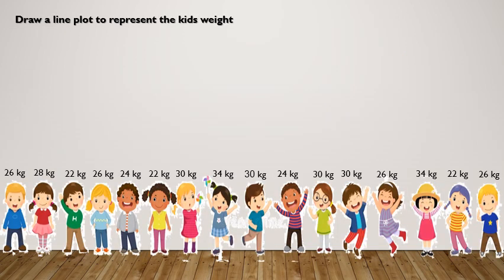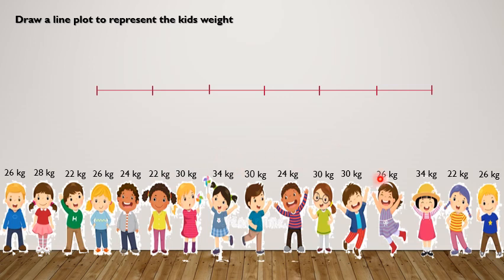Okay, here I want to draw a line plot to represent the weight of some children. I have here some children and the weight of each one of them is written up here on top of the child. Okay, so let's draw a line plot together to represent this. I will start my line plot with the smallest number I have here.